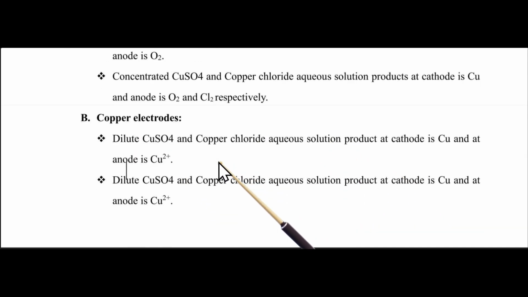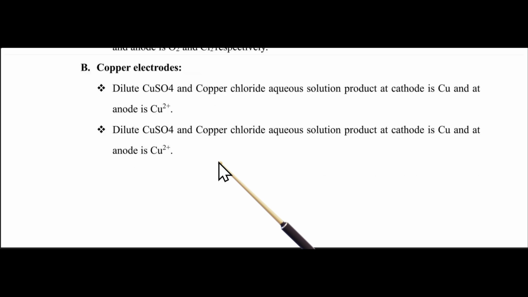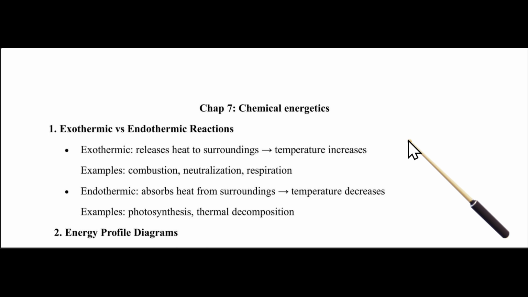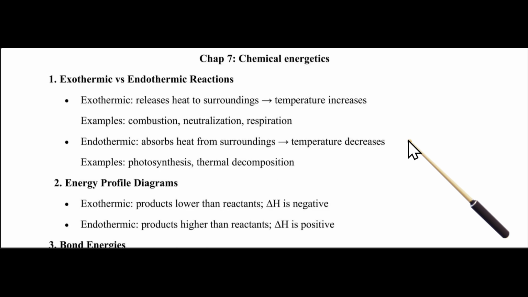So these are the main concepts that you have to remember related to chapter 6. Now let's come to chapter 7, chemical energetics. First of all, you need to remember the difference between exothermic and endothermic reactions. Exothermic means that it will release heat to the surrounding. Exo from exit. So when the heat is released, the temperature will always increase.